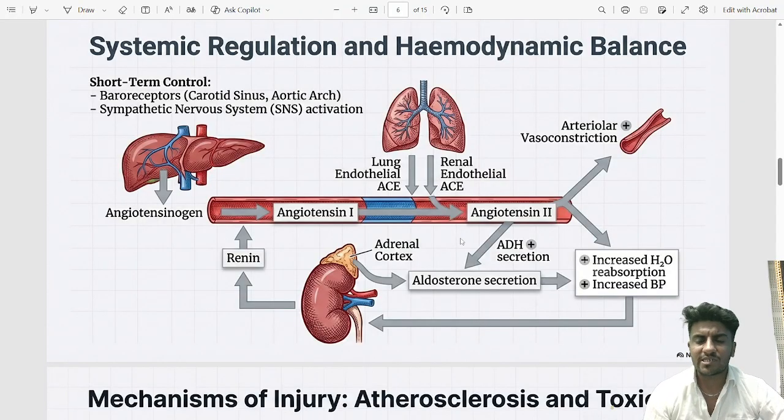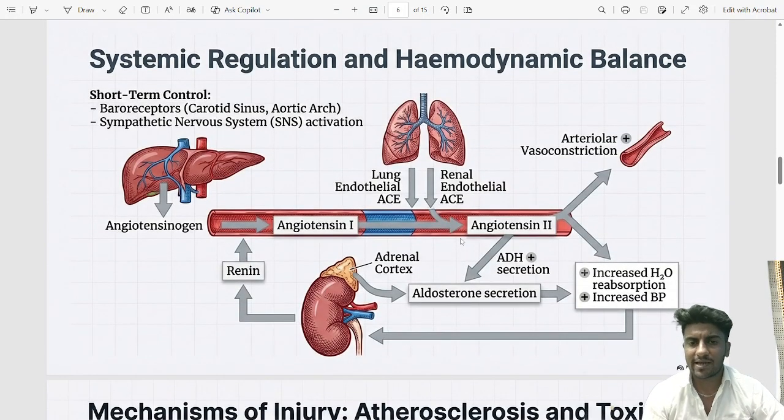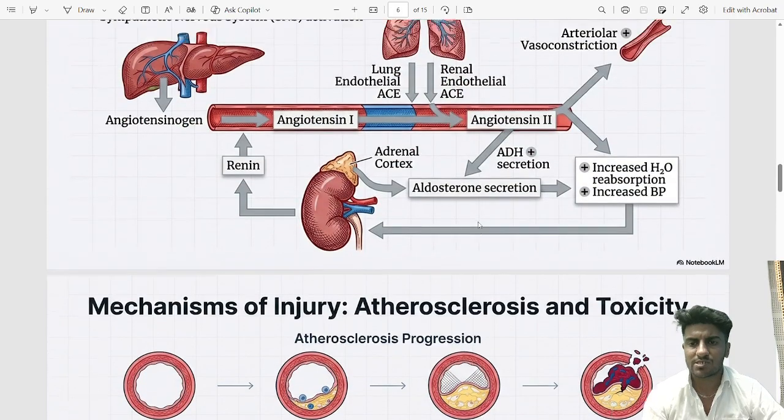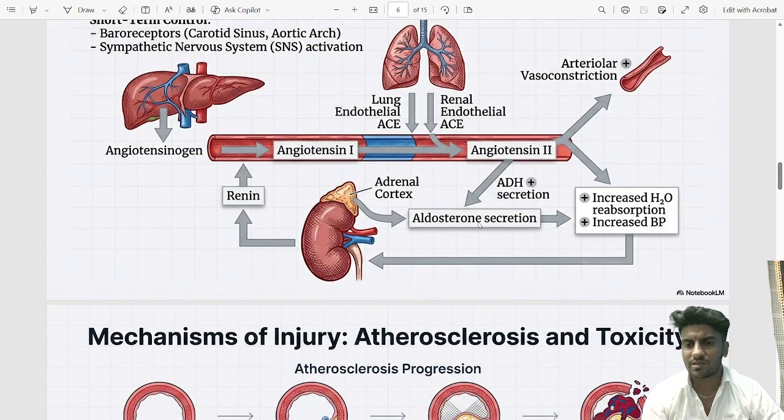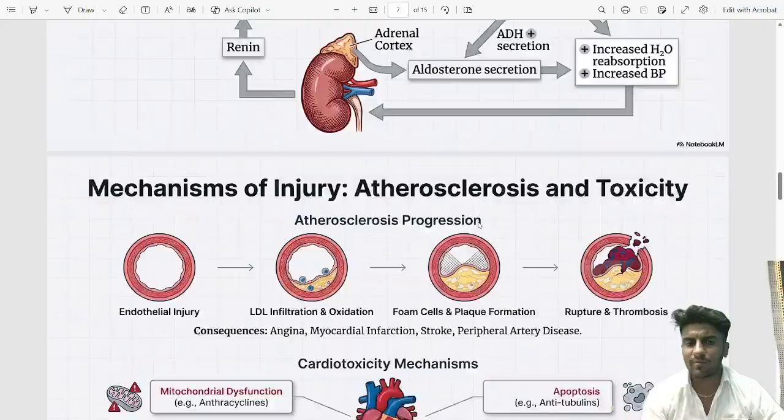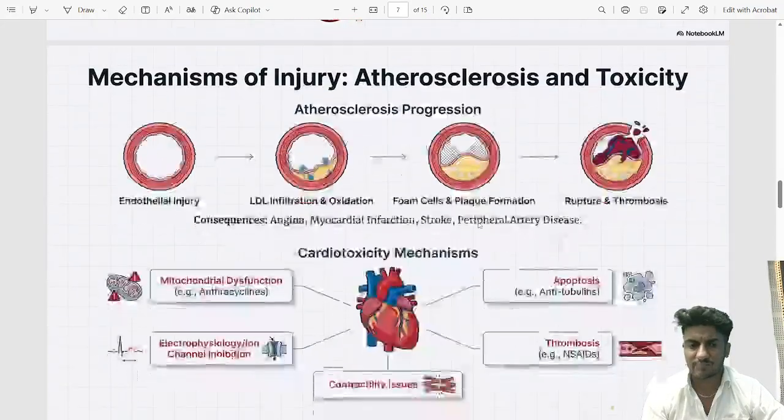So, the systemic regulation, the first regulator is the sympathetic overactivation. The second regulator is the baroreceptors. So, the carotid sinus detects the change in the pressure. And the third is the RAS, renin angiotensin aldosterone system. Aldosterone secretion promotes sodium reabsorption, water reabsorption, and indirectly increases the blood pressure.